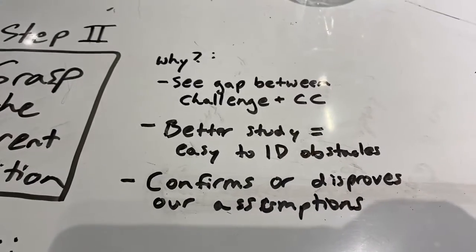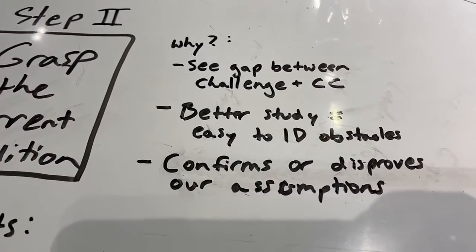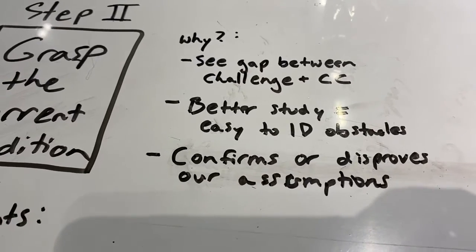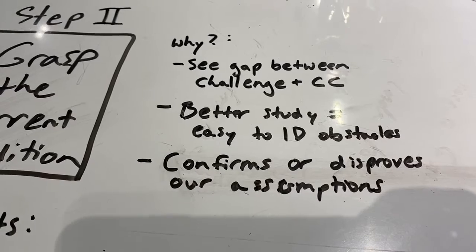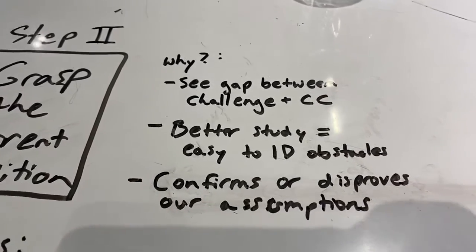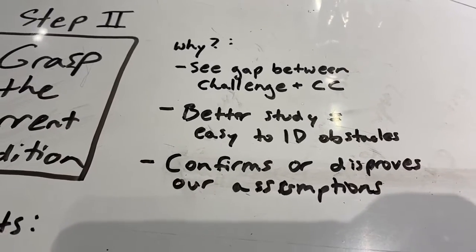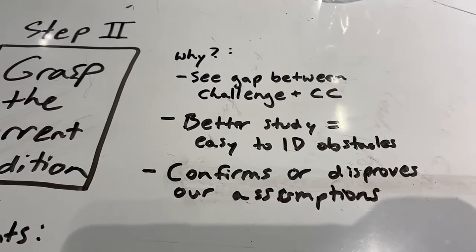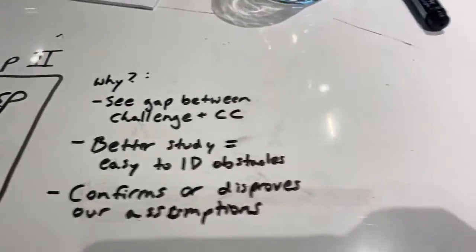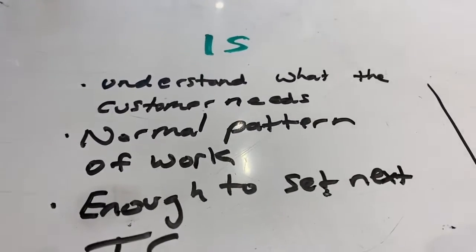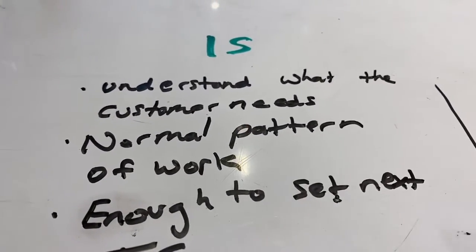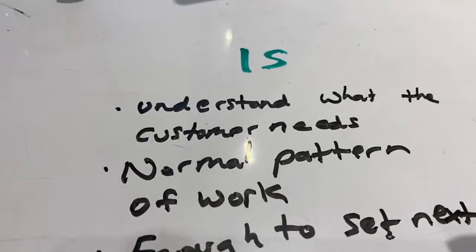So especially with work that we are familiar with, that we've done for a long time, it's very easy to operate off of assumptions and not challenge things. So really grasping the current condition, making it clear on our boards really helps with that. So before talking about the components, let's talk about what it is. What a current condition is, understanding what the customer needs are.